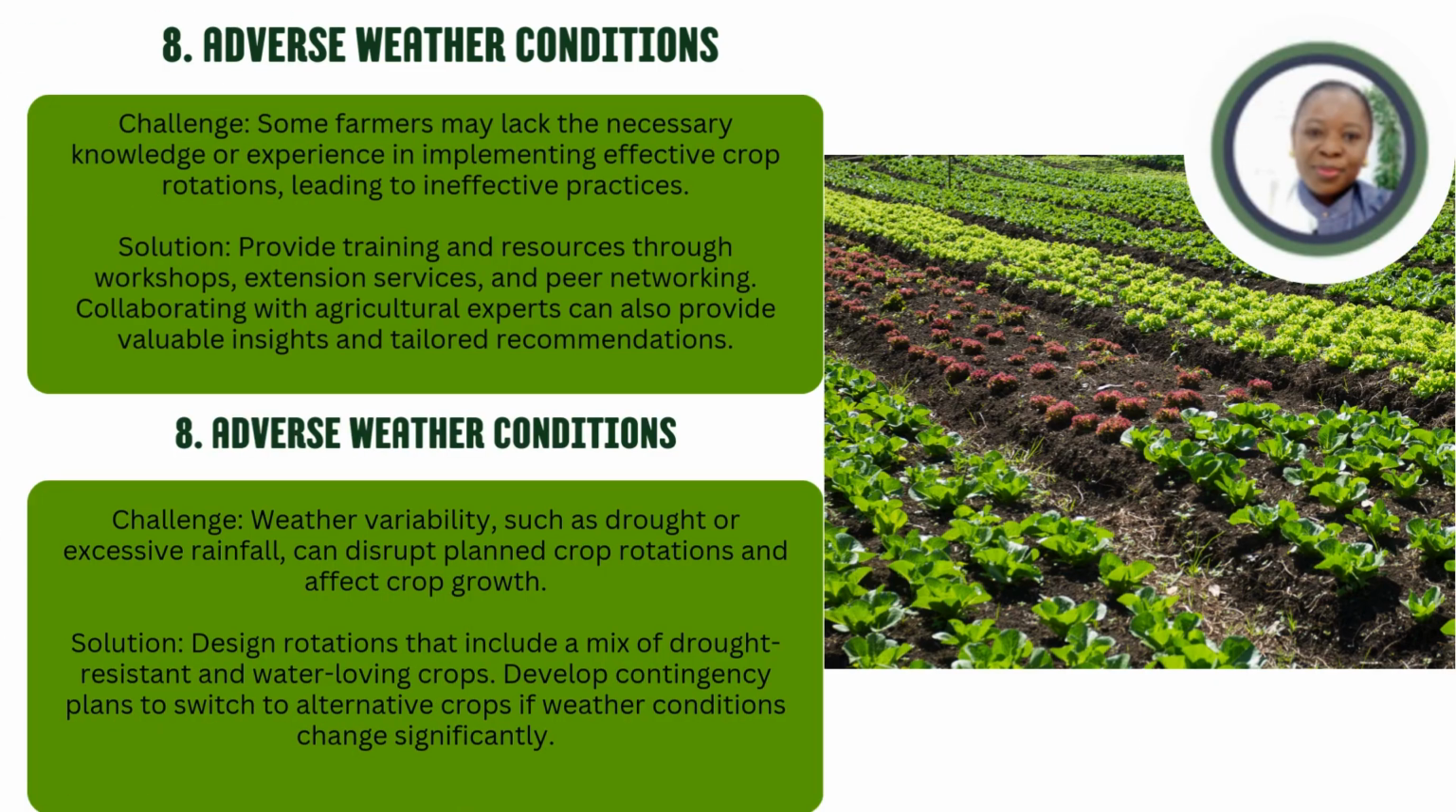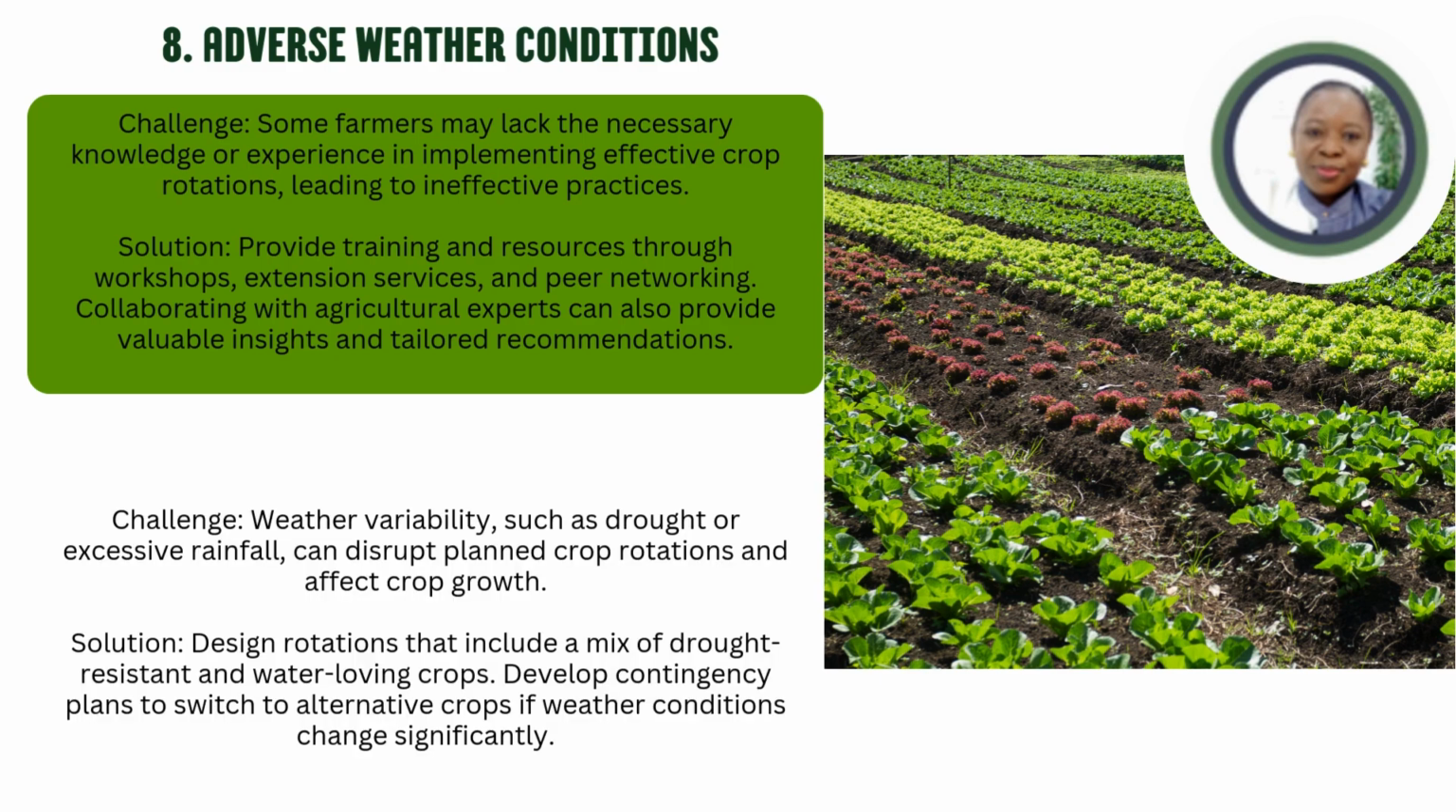8. Adverse weather conditions. Challenge: weather variability, such as drought or excessive rainfall, can disrupt planned crop rotation and affect crop growth. Solution: design rotations that include a mix of drought-resistant and water-loving crops. Develop contingency plans to switch or alternate crops if weather conditions change significantly.